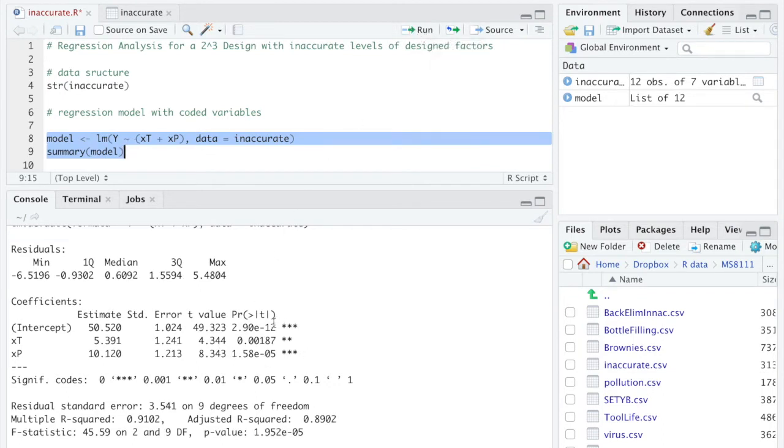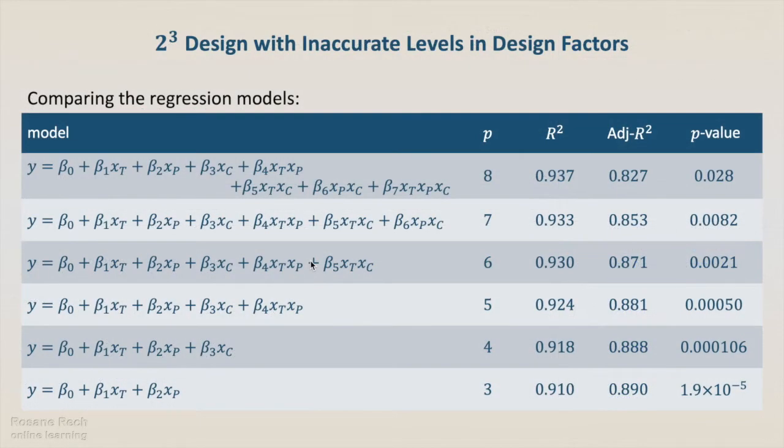Now that we finally have only significant factors in our model, let's take a break in the analysis to compare the several models we ran. The table shows the 6 models and some information about them: the number of parameters p, the R-squared, the adjusted R-squared, and the p-value.